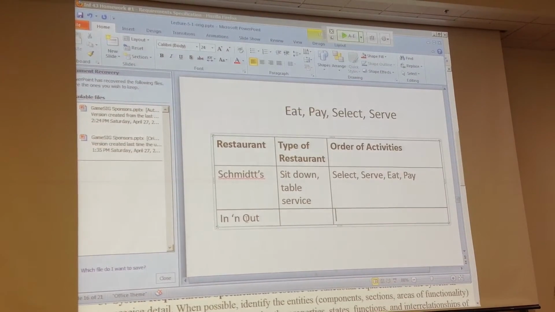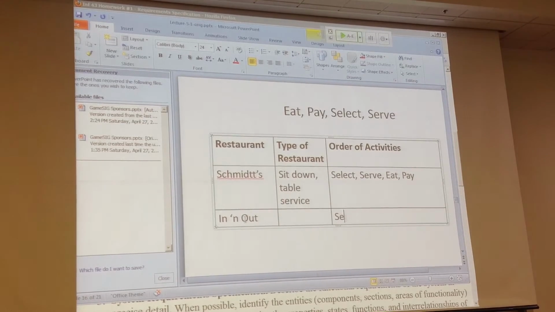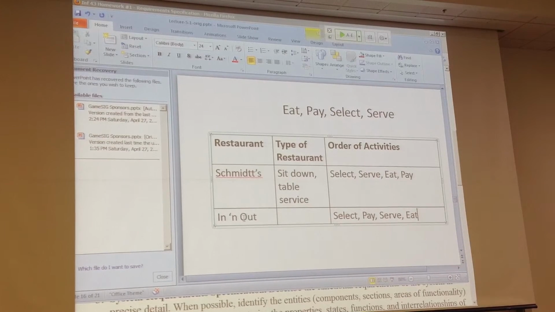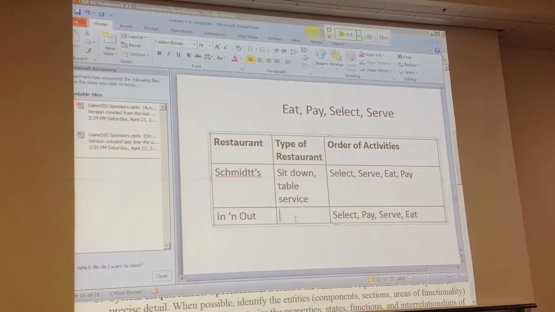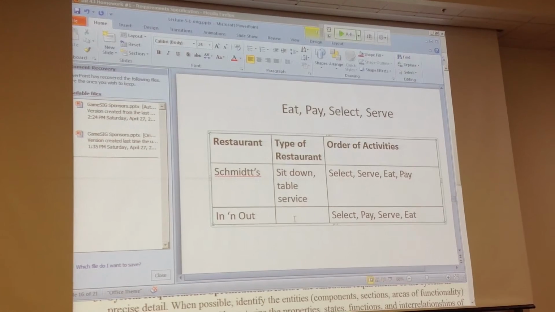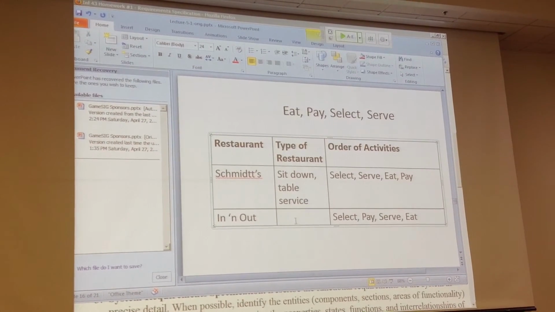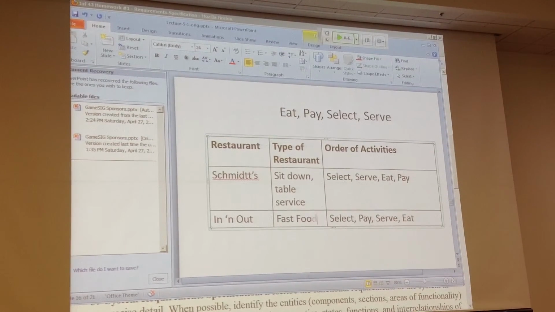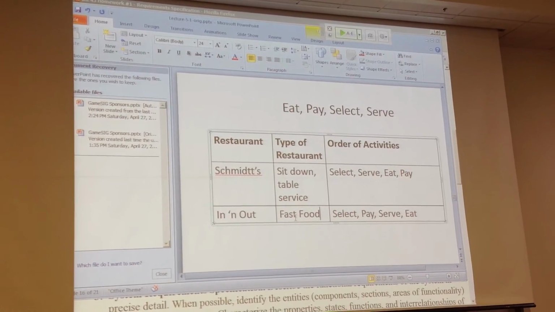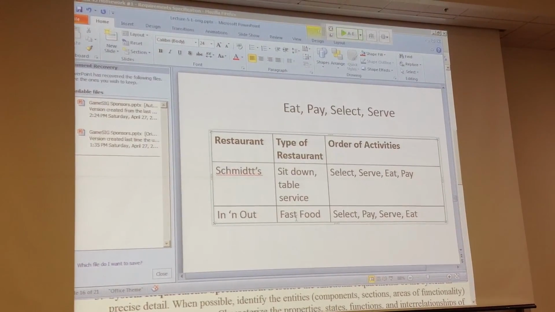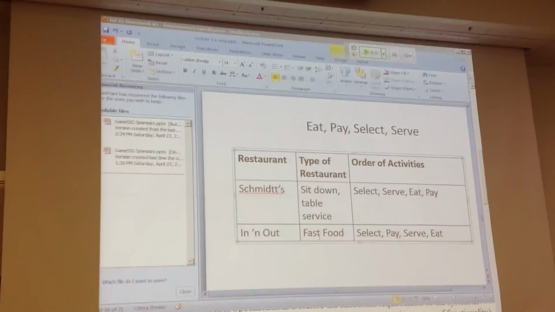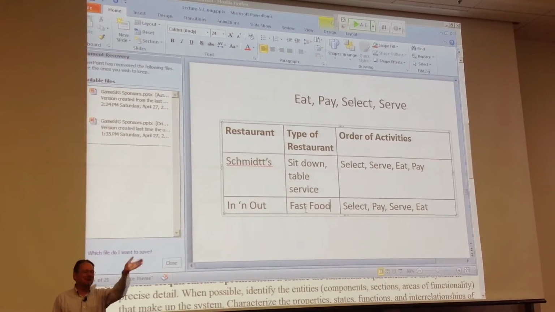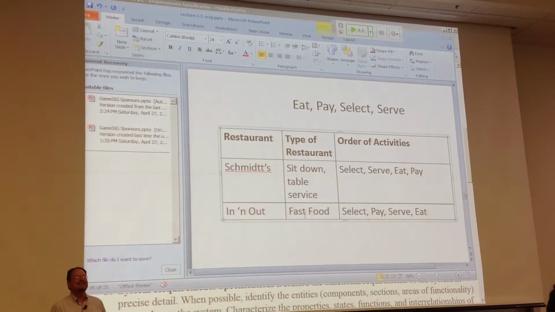And what order do things happen there? Select, pay, serve, eat. And what type of restaurant is that? Good. It's a fast food restaurant, right? McDonald's and Burger King. We're not talking about the quality of the food, we're talking about the process of things, just using these four. We're not going to try and get into who likes what food better.